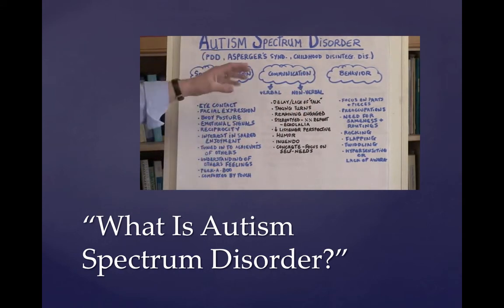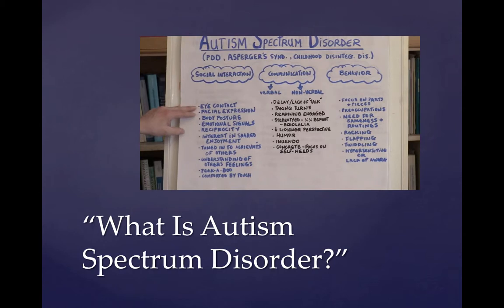So let's look at each of those individually. In the social interaction area, individuals with autism have great difficulty maintaining and establishing eye contact. They have difficulty reading facial expressions, and their facial expressions at times are also somewhat flat and not particularly expressive. They have difficulties with body posture, knowing how to move their body or moving their body in ways that endear them socially with their peers.